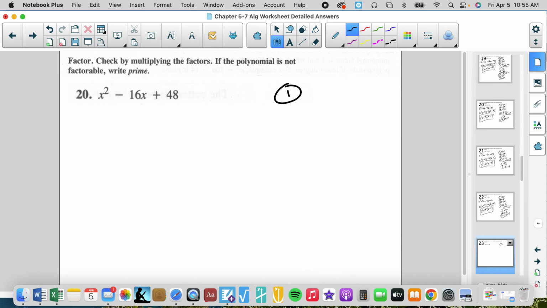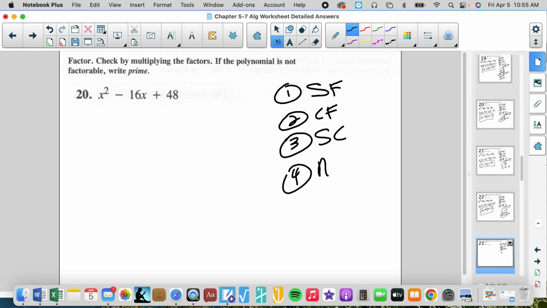48, standard form, common factor, special case, a times c. 1 and 48.